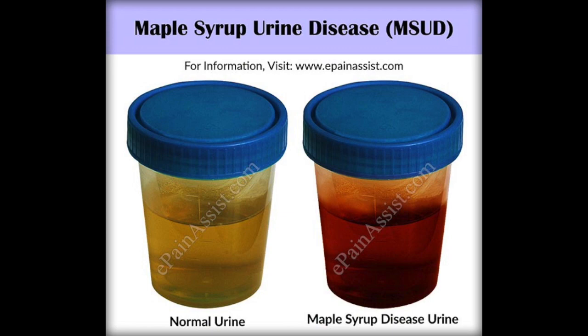Hello, Dr. Ryan. You're here to tell me what maple syrup urine disease is about, so let's hear about it. Maple syrup urine disease, which is also known as branched-chain ketoaciduria, is an inherited disorder in which the body is unable to process certain amino acids. This disease got its name by its distinctive sweet odor in the infant's urine.